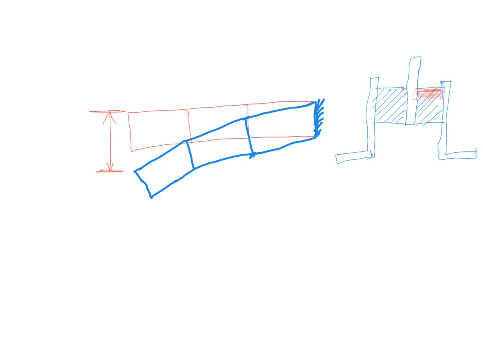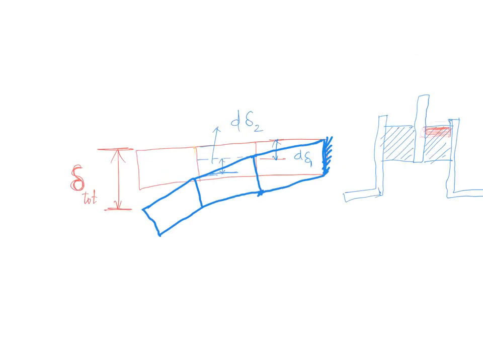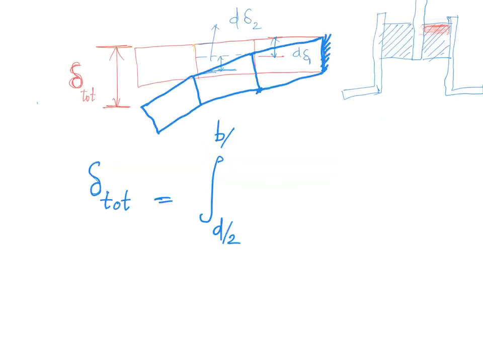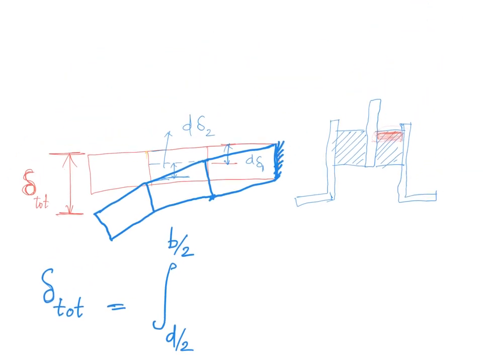You need to compute the contribution from this element, then from this, and then from this element. By contributions, I mean this. When this particular element rotates, there is a d delta 1 displacement, and when this element rotates, there is another d delta 2, and you have to add all these things to get your total deformation. The best way to add is to perform an integration. So let's do that integration. You need to perform this kind of integration from d by 2 to b by 2. In case you're wondering what d by 2 and b by 2 are, so this is what I mean.